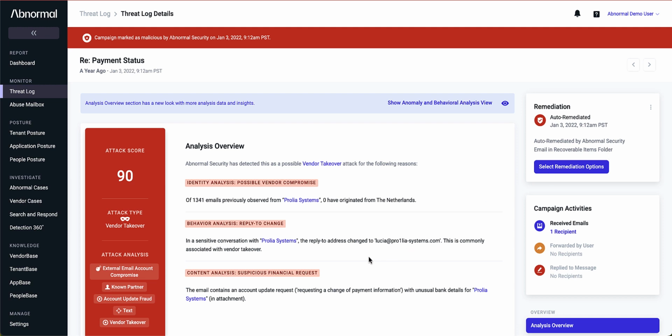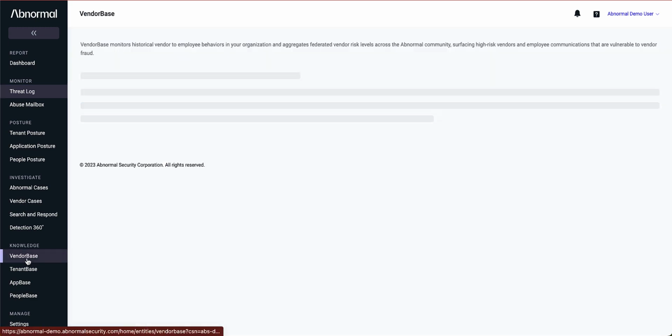Just to give deeper details on exactly how we detected this email and how we're able to uniquely detect it, you may notice one thing in common with all these threat indicators. They all reference our vendor, Prolia Systems. Our deep knowledge of each customer's vendor ecosystem is thanks to our unique knowledge base called VendorBase.